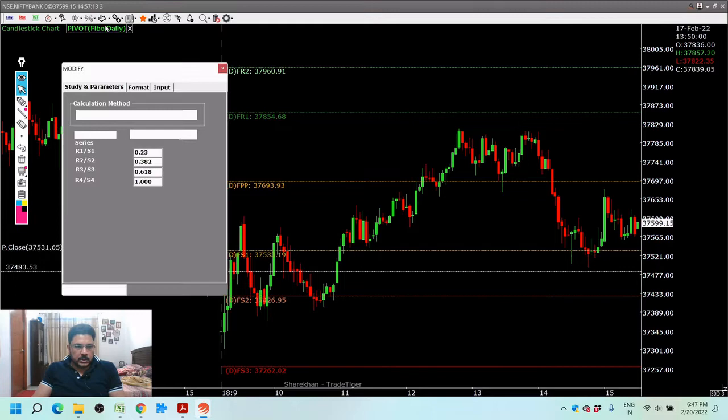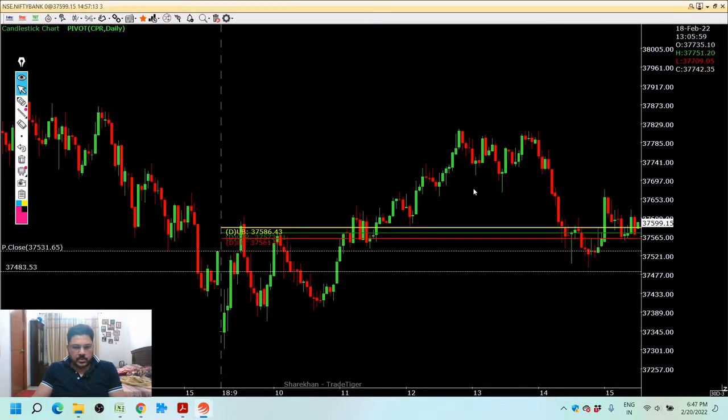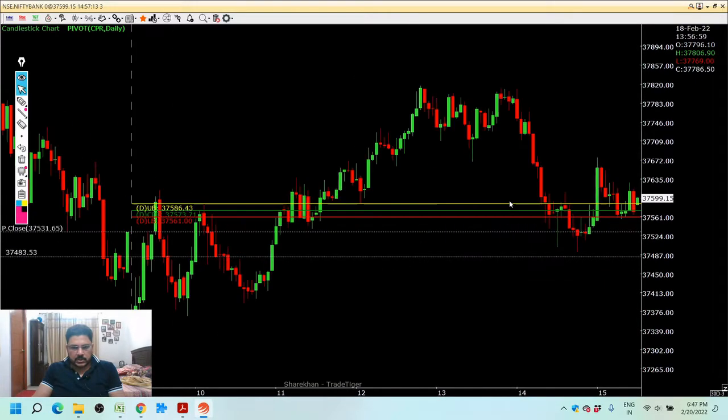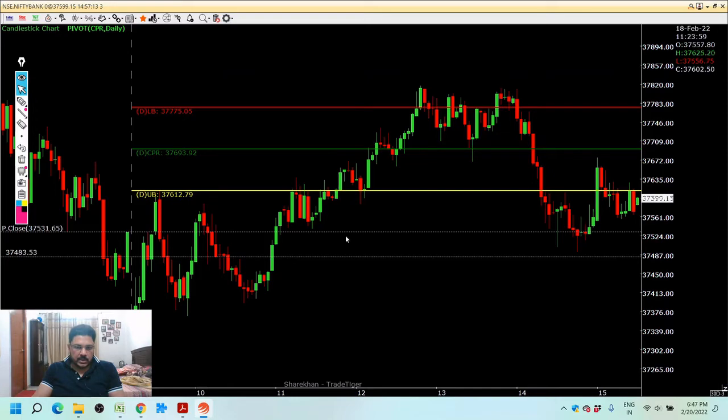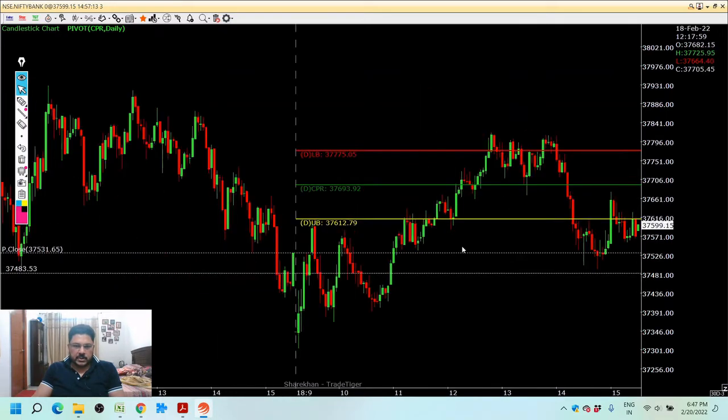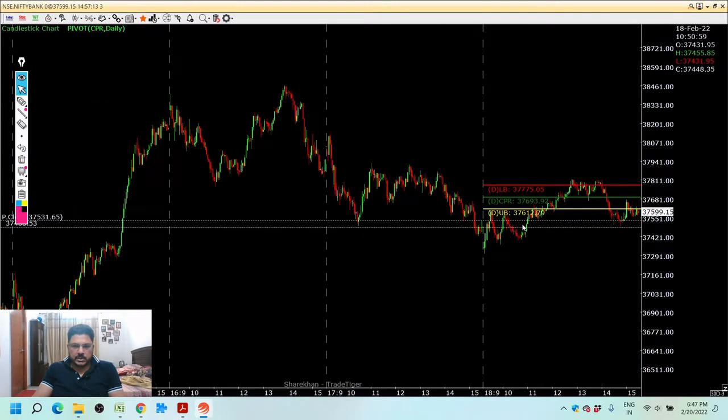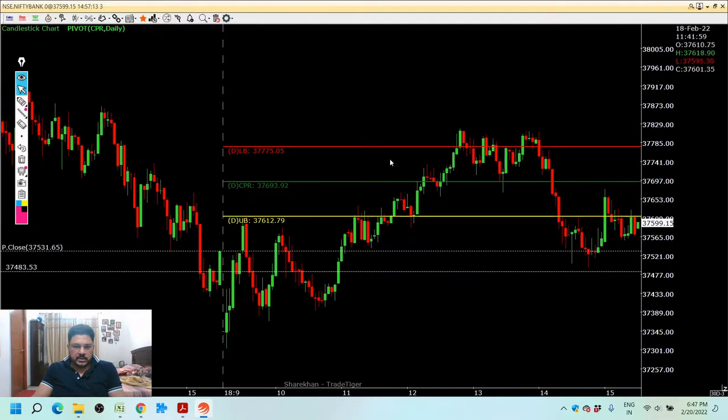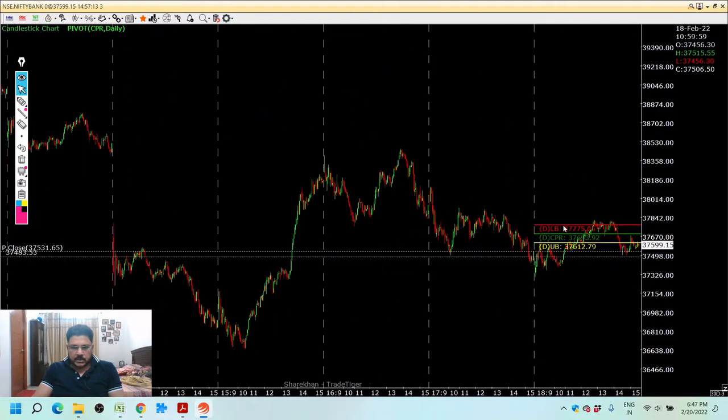Then coming to the third part, which is the central pivot range, which is quite popular. The central pivot range will appear something like this. If you have a narrow CPR, that means the market is going to trend, and if you have a wider CPR, then the market will remain sideways. That way you can understand. So this was a wider CPR, and that's the reason you can see it has stayed sideways.